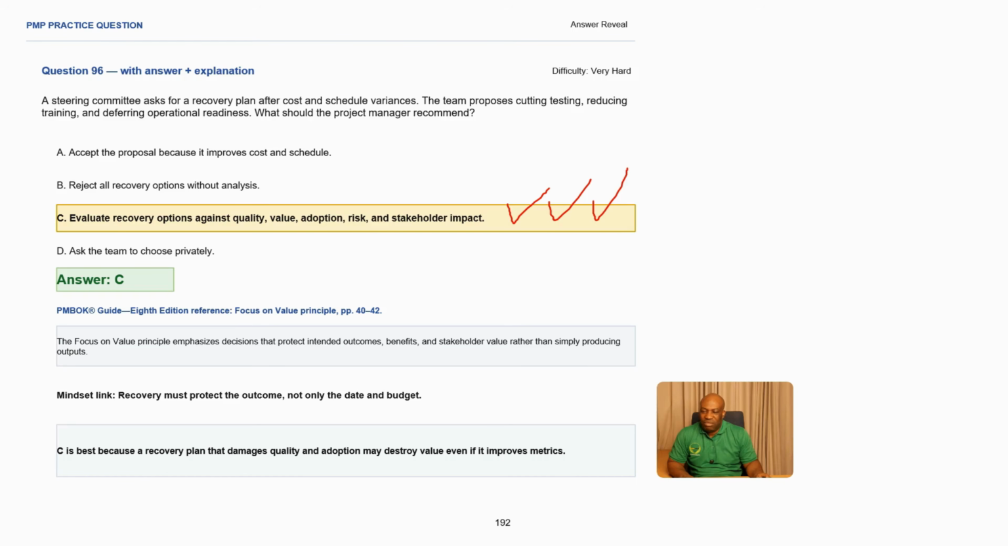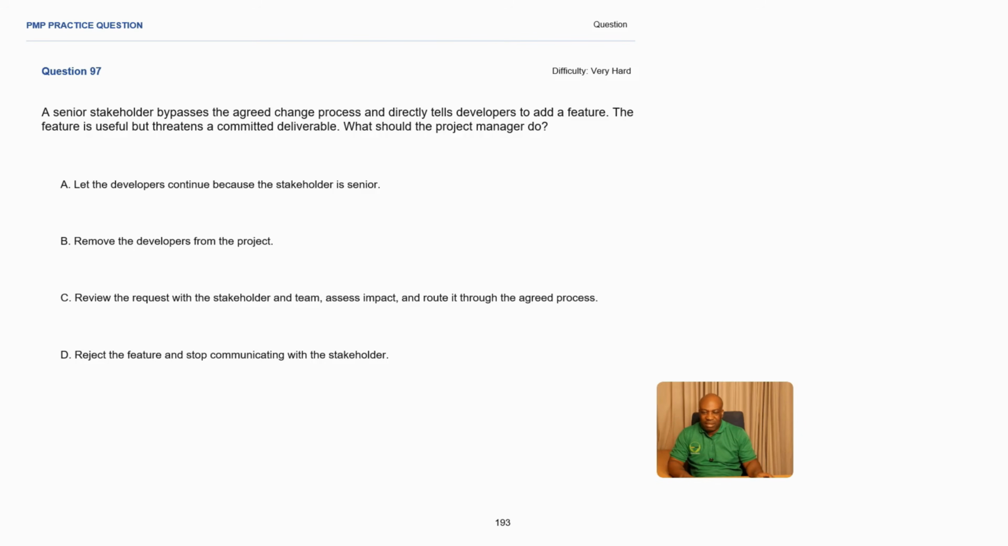Okay, you need to evaluate recovery options against quality, value, risk, and also stakeholder impact. How do we link it back to our PM book? We focus on value. And what is the best mindset in responding to this question? Recovery must protect the outcome, not only the debt and budget. So this is a very good mindset. So you need to evaluate the recovery so that it can protect the outcome. Making C the best answer because the recovery plan damages quality and adoption may destroy value even if it improves metrics. So making C the best answer.